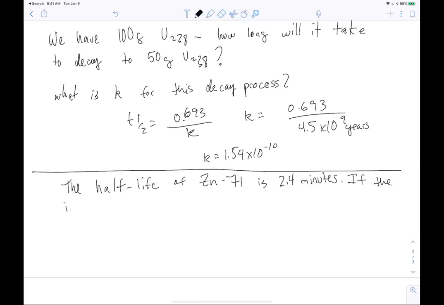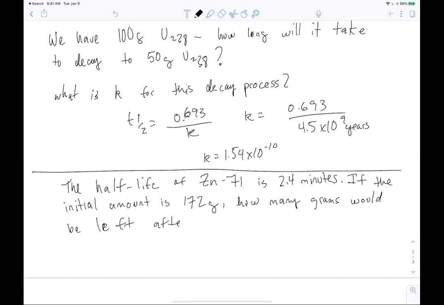If the initial amount, I guess it doesn't make sense to talk about concentration here. That's one difference: when you're talking about radioactive decay, you're usually talking about mass, not concentration. Let's say the initial amount is 172 grams. How many grams would be left after, let's say, 1 hour?